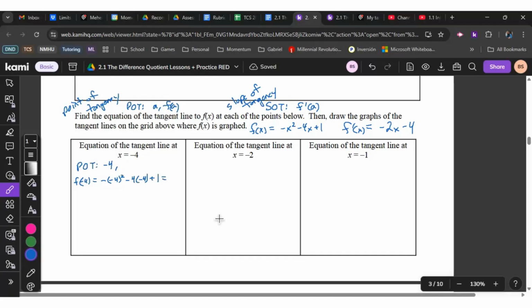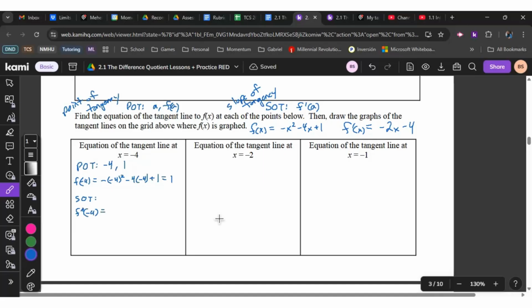What's negative 4 squared? Good. And then times negative 1 is negative 16. What's negative 4 times negative 4? 16. So negative 16 plus 16 is 0, so it's just 1. So my POT is negative 4, 1. I was just plugging negative 4 into the function. That's all. My SOT is quite a bit easier. This one is where I just need to find f prime of negative 4.